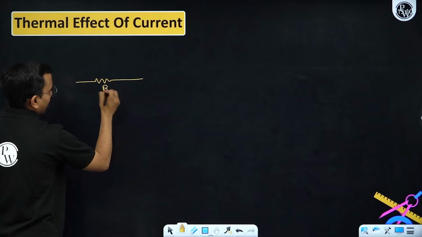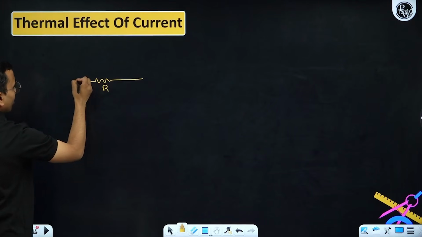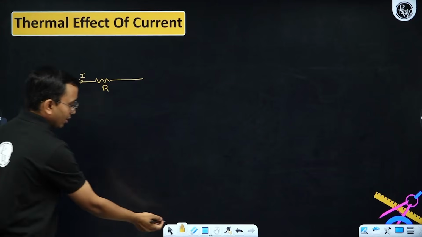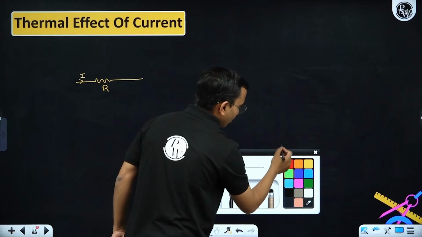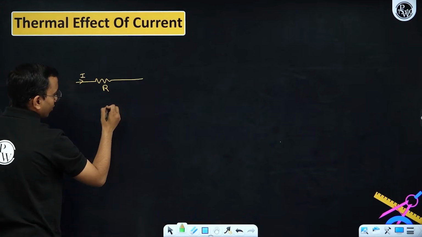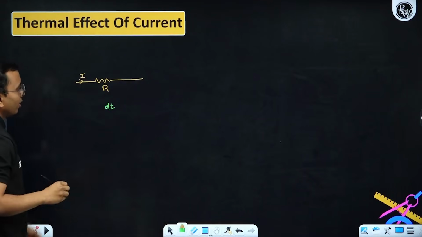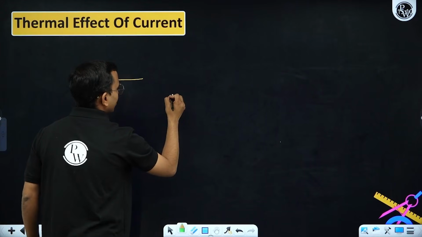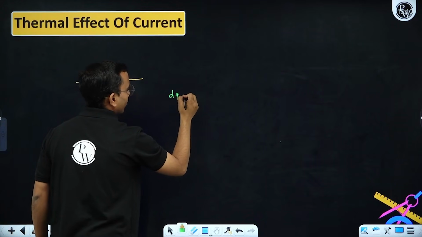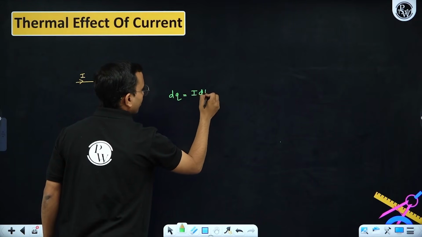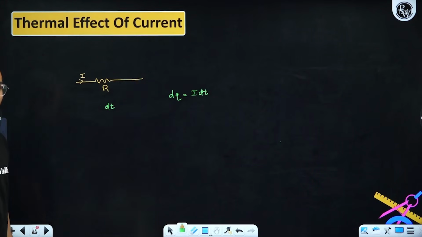This resistance is R. A current I is going like this. So in an interval of dt, I am talking about an interval of dt, how much charge will pass through it? You will say the charge that will pass, dq, will be I dt. This much is the charge.